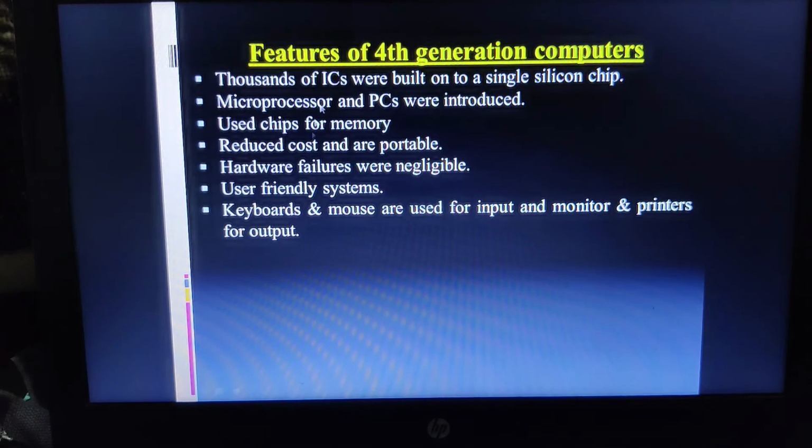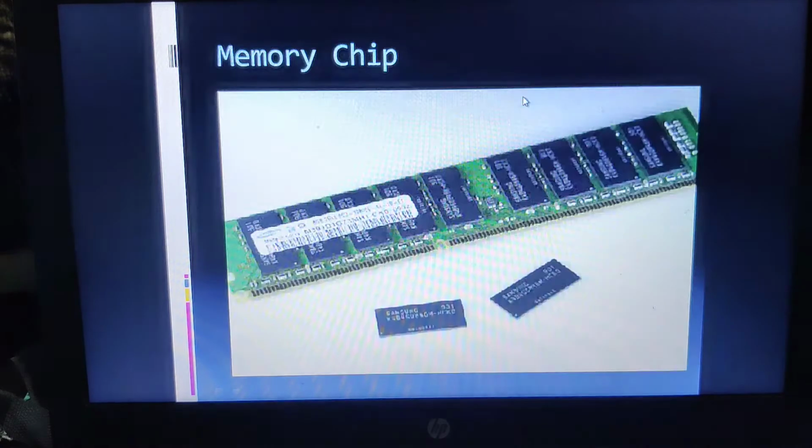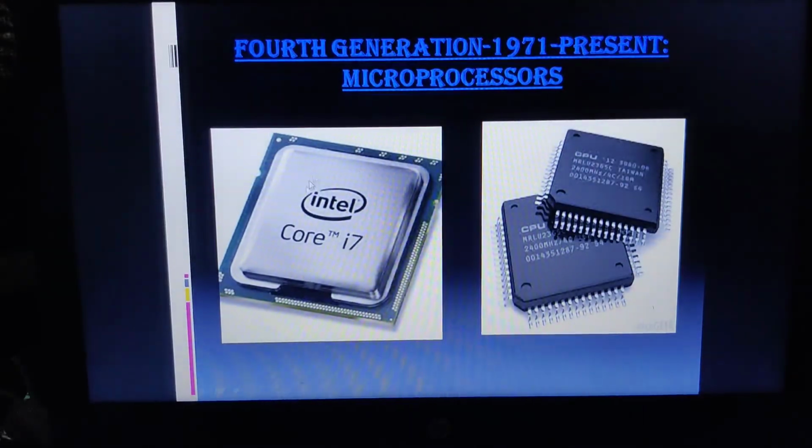So these were the fourth generation. Currently we are in the fourth generation, where thousands of ICs are built upon to make a single silicon chip known as the microprocessor. Within this microprocessor, this is the outer look, but the inner look will look like this. Thousands of ICs are integrated, clubbed together and made one as the microprocessor. And personal computers were introduced in this generation, using chips for the memory purpose. So these were all the different features of the fourth generation.